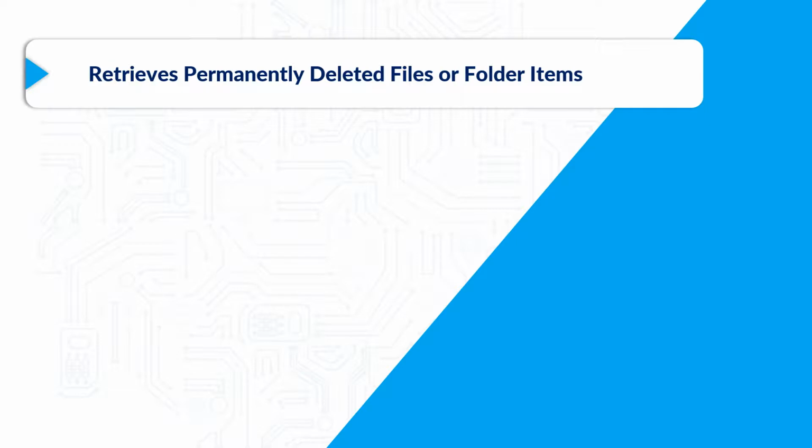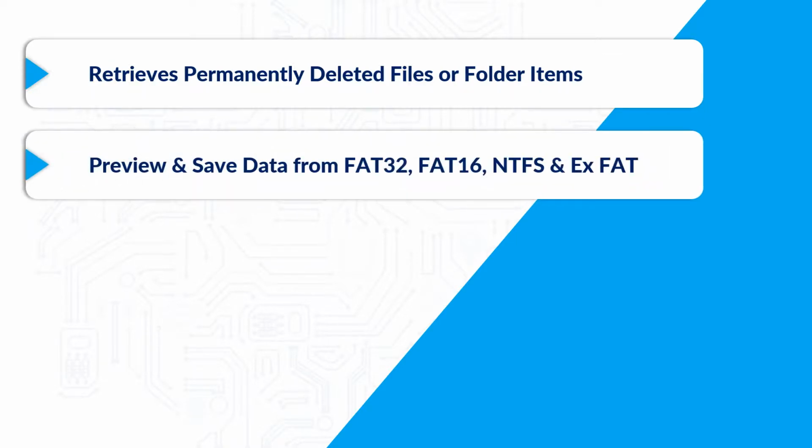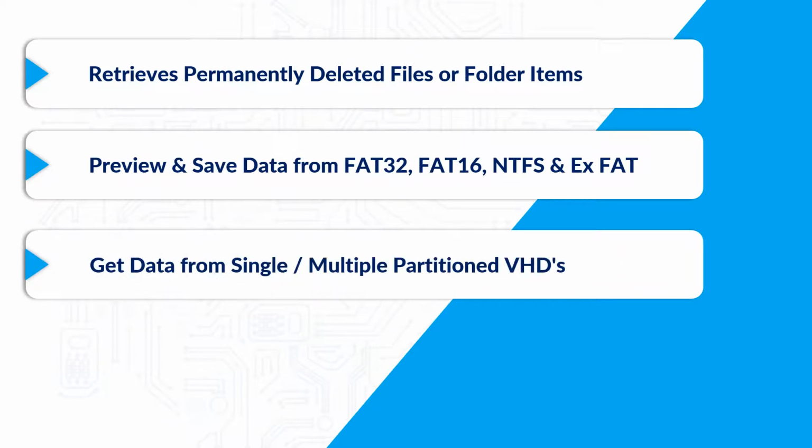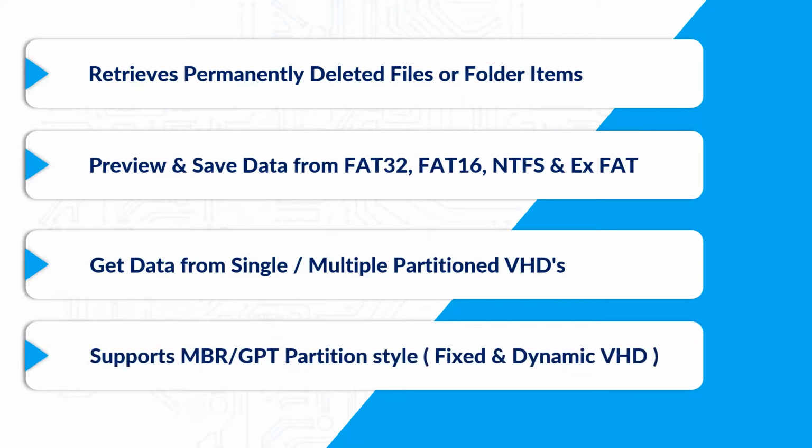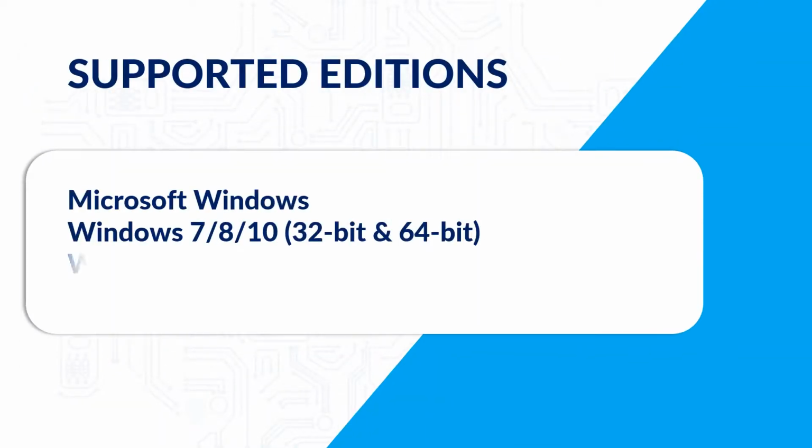The tool helps in retrieving permanently deleted files or folder items from a VHD file. It lets you preview and save data from FAT32, FAT16, NTFS, and exFAT. It helps in getting data from either single or multiple partition VHDs, and supports MBR and GPT partition style of fixed and dynamic VHD. The tool supports the below-mentioned Windows versions.